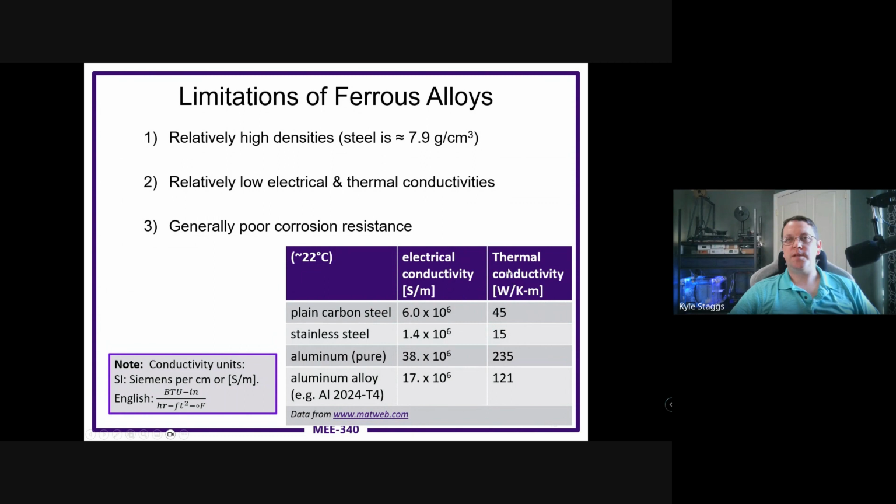So converting that, for the electrical conductivity, stainless is really low. Similarly, the thermal conductivity, it's higher in steel, it's lower in stainless, much, much higher in aluminum, even the alloys. So there's a lot of key parameters there that we want to know. And this is all referenced at about 22 C, so more or less what you consider to be room temperature.